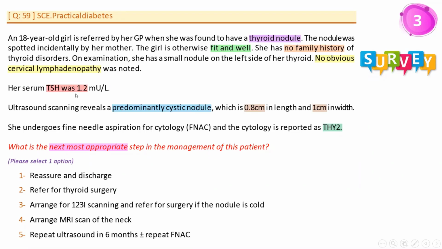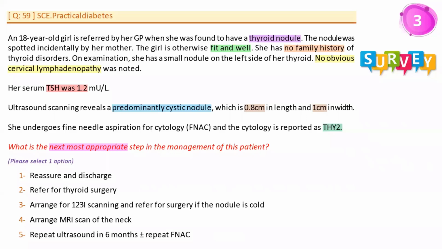So this is a euthyroid patient presenting with a thyroid nodule. A predominantly cystic thyroid nodule, the size is 1 centimeter in width, and fine needle aspiration cytology is done, which is reported as Thy2. What is the next most appropriate step in the management of this patient, Thy2?